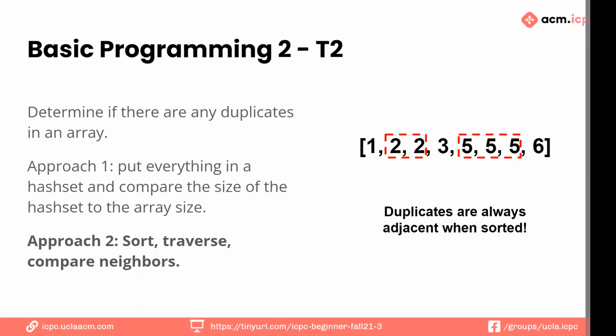Now, the second task of this problem asks you to determine if there are any duplicates in the array. Approach one would be to put every number in a hash set, if you know what that is, and then compare the size of the hash set to the size of the array.